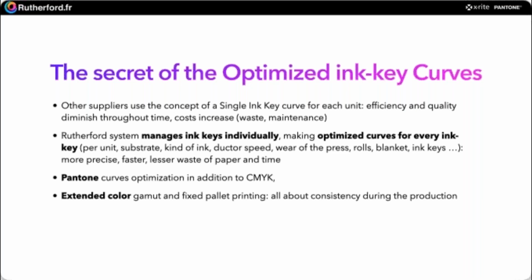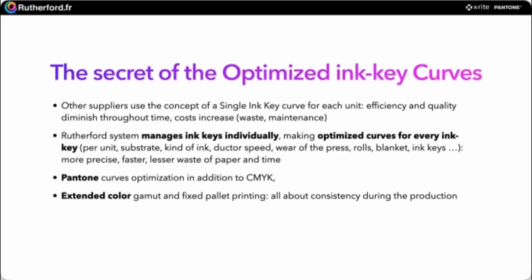So the point is to find a system that can manage inkies individually and can create optimized curves for every inky independently. It must take care of the unit, the key, the substrate, the kind of ink, the speed of the doctor, the wear of the press, the roll, the blanket, the inky's reaction, everything. It must be updated automatically because you don't want to do it manually. It's going to be a long time to do this. So think about it, individual, but really individual inky curves.